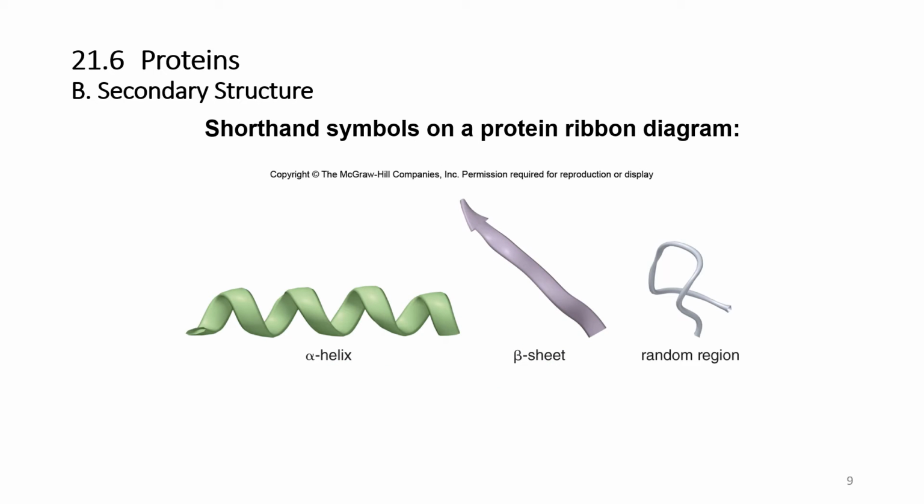So these are just some ways that we denote what that secondary structure is. These are shorthand symbols that you might see in a protein ribbon diagram. This represents the beta sheet, and of course we have this helical ribbon that describes the alpha helix, and this is a random region in a protein.